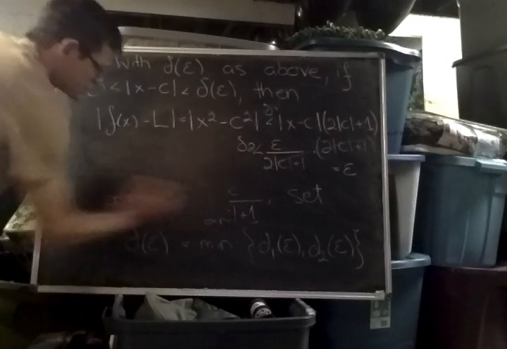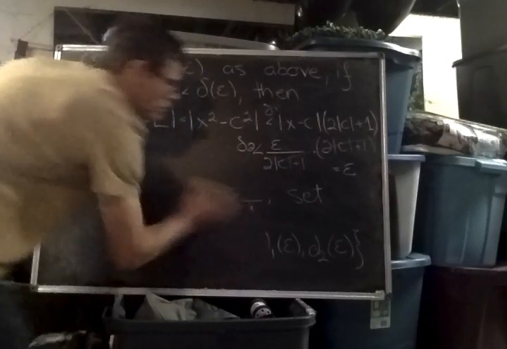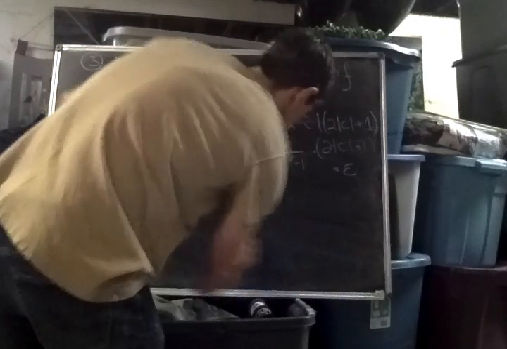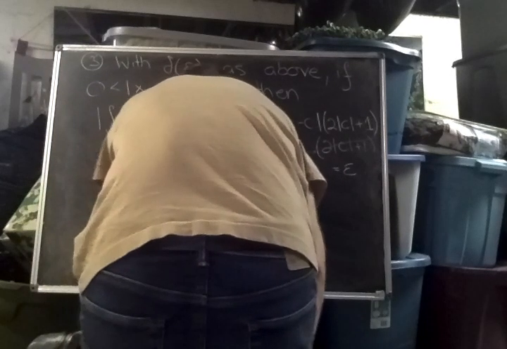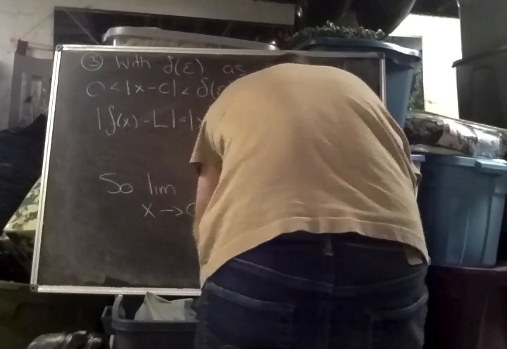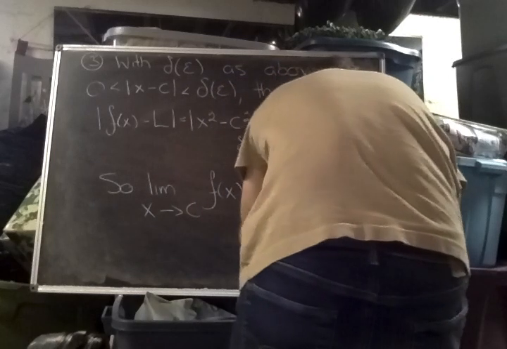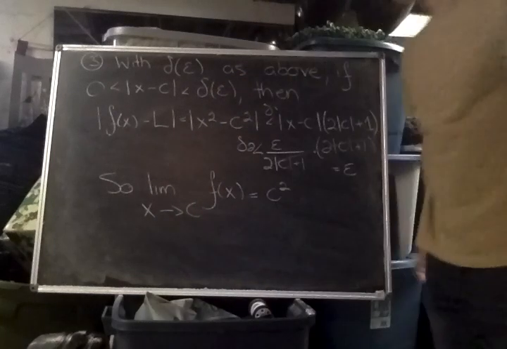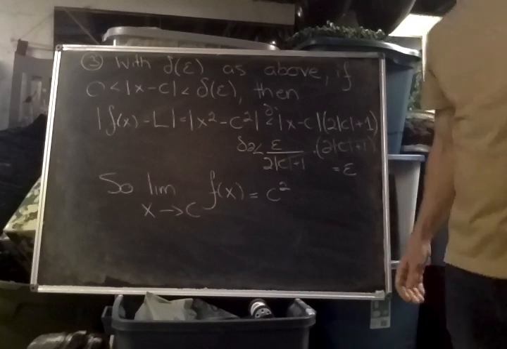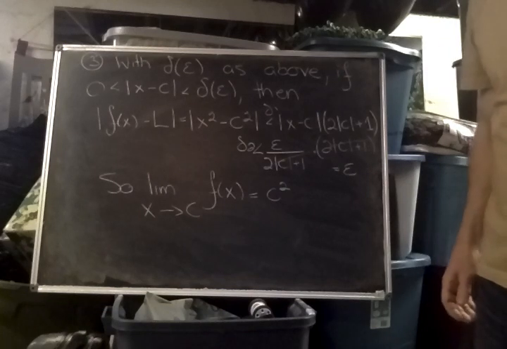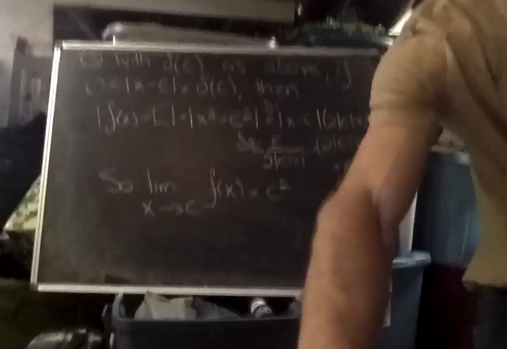And that, by definition, tells you that the limit as x approaches c of f of x is equal to c squared, as required and desired. Okay? I've run a little over, so I'll leave it there. We'll do some more examples next time, but until then, stay safe and wash your hands.